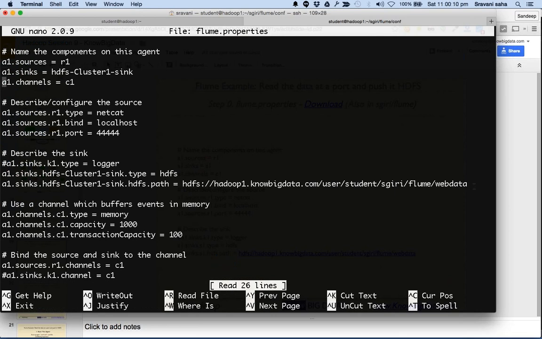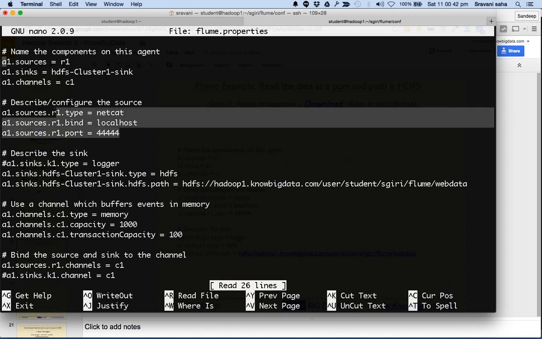Here, what I am saying is the agent name is A1. A1 has only one source, with the name R1. A1 has one sink, and A1 has one channel called C1. Now let's describe R1, C1, and the sink. R1.type is netcat, R1.bind is localhost, and R1.port is this. So I'm saying that my source is R1 and R1's definition is netcat.